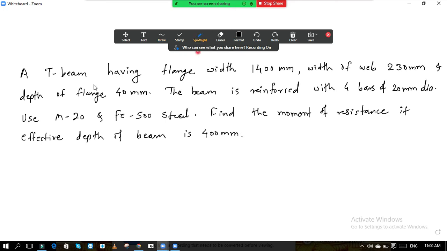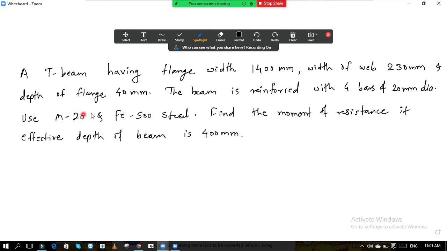Okay, so we will read the problem. A T beam having flange width 1400 mm. So flange width is given to you, that is BF. Width of web 230 mm, BW is also given to you. Okay, and the depth of flange is 40 mm, so DF is also given. BF, DF, BW, all these three dimensions are given to you. The beam is reinforced with 4 bars of 20 mm diameter, so area of steel is also known; you can calculate AST.